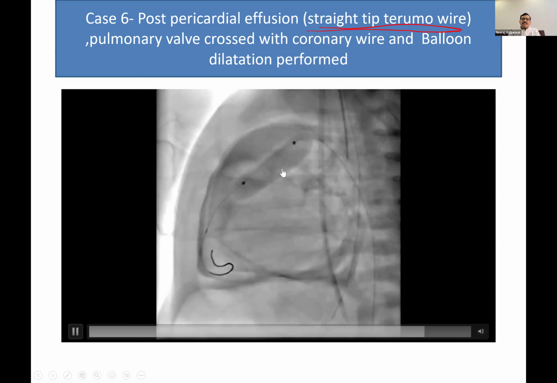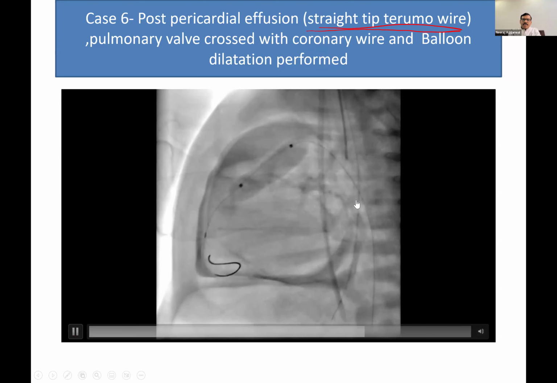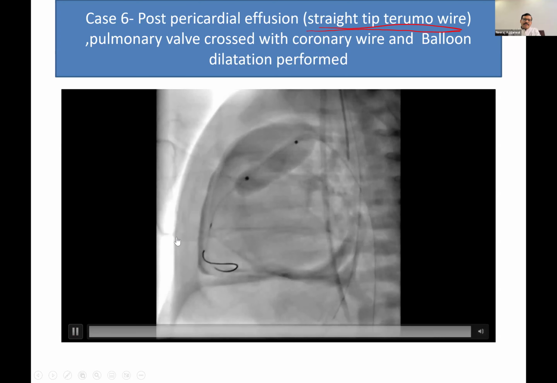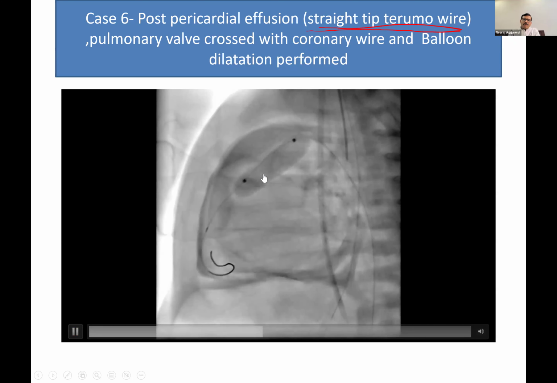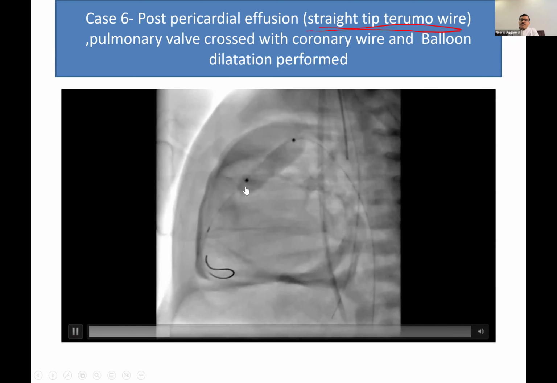You can see this balloon dilatation being performed. The drainage was done earlier. It's old dye basically, still staying. We had to do the pericardiocentesis first, and then ultimately we could cross with the coronary wire, a 014 wire.